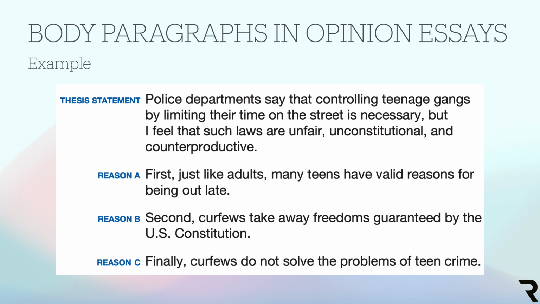Then, the first reason, or reason A, would be: just like adults, many teens have valid reasons for being out late. Okay? So, it is the unfair part. Second, reason B: curfews take away freedom guaranteed by the US Constitution. So first we talked about fairness, second we talked about the Constitution, and now we're going to talk about the counterproductive aspect of it. The reason C, finally: curfews do not solve the problem of teen crime.